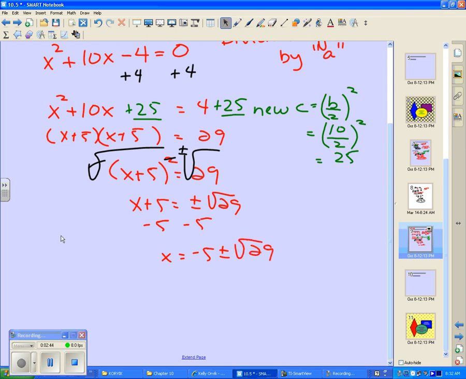Okay, again, this is fine as your answer. You can leave it like that. And the reason I can leave it like that is 29 isn't a perfect square.